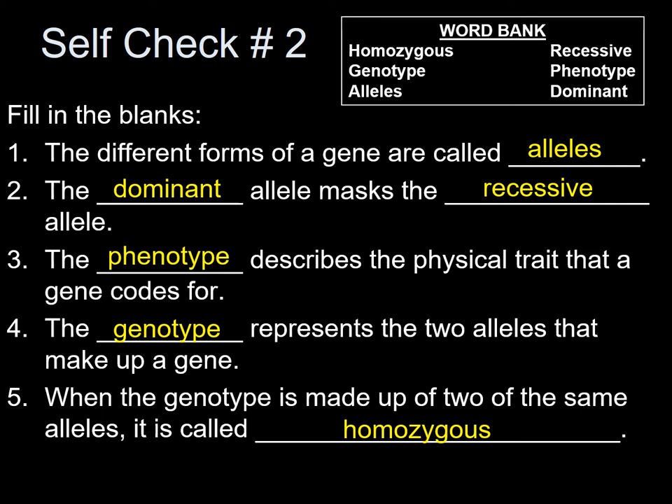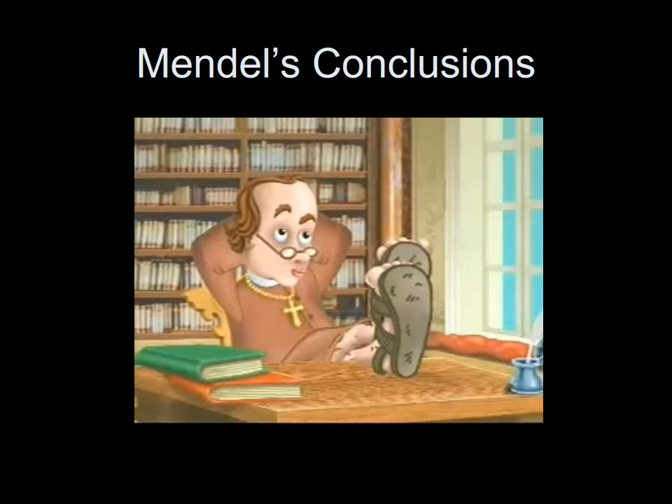And number five, when the genotype is made up of two of the same alleles, it is called homozygous. All right? Make sure you review those. Make sure you study those for the quiz. It'd be a great way to prepare.